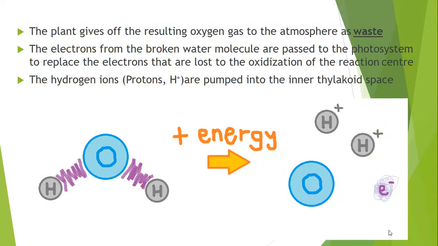Okay, so the plant gives off the resulting oxygen gas to the atmosphere as waste. The electrons from the broken water molecule are passed to the photosystem to replace the electrons that are lost. The hydrogen ions, or what we call protons, get pumped into the inner thylakoid space. Okay? Now why?